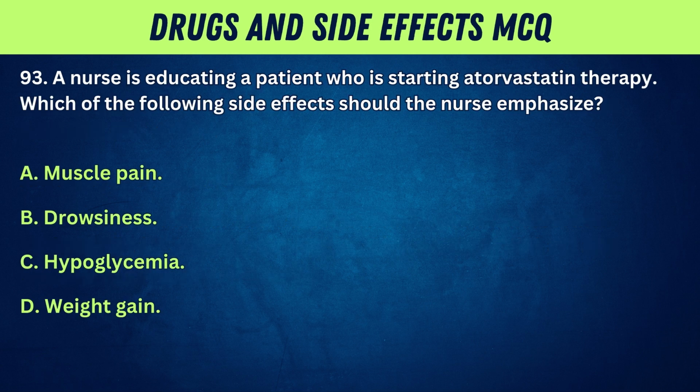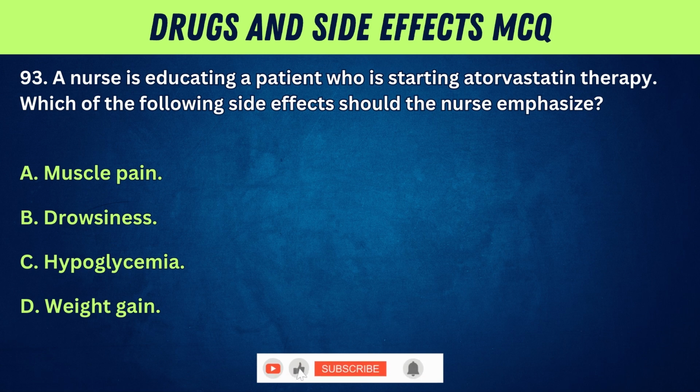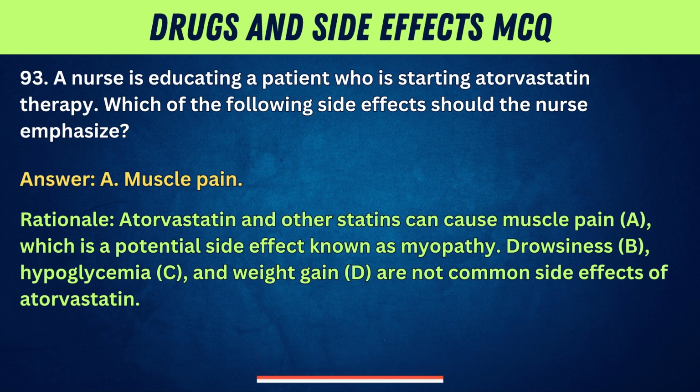93. A nurse is educating a patient who is starting atorvastatin therapy. Which of the following side effects should the nurse emphasize? A. Muscle pain. B. Drowsiness. C. Hypoglycemia. D. Weight gain. Answer: A. Muscle pain. Rationale: atorvastatin and other statins can cause muscle pain, which is a potential side effect known as myopathy. Drowsiness, B, hypoglycemia, C, and weight gain, D, are not common side effects of atorvastatin.